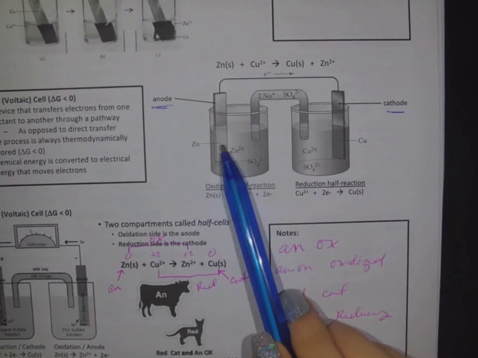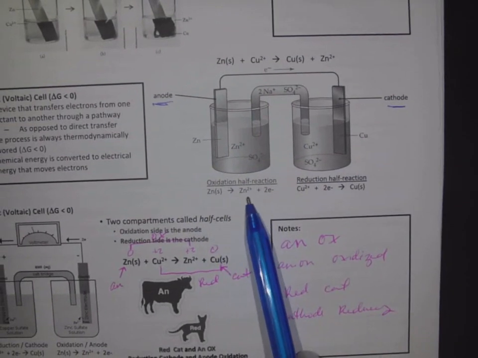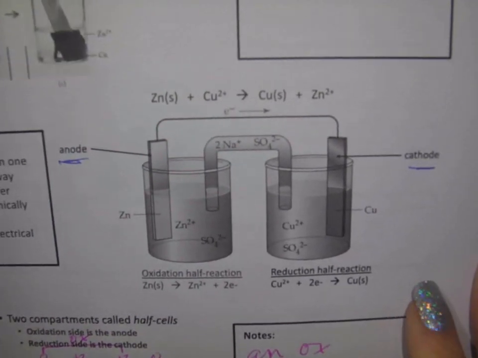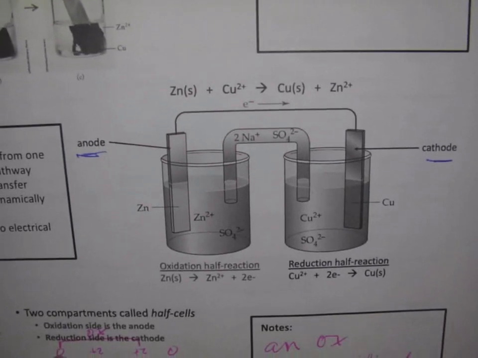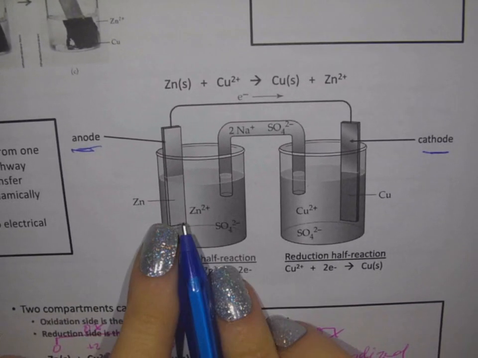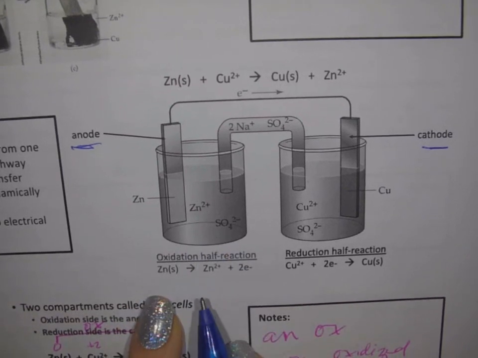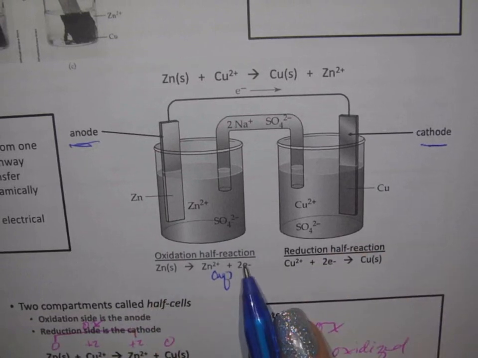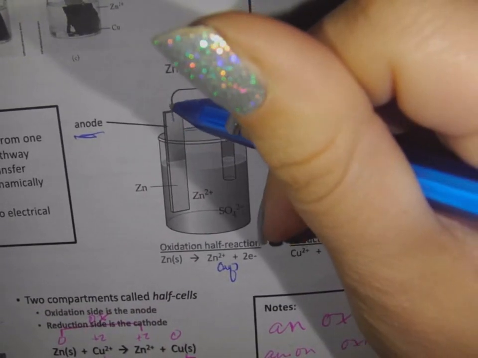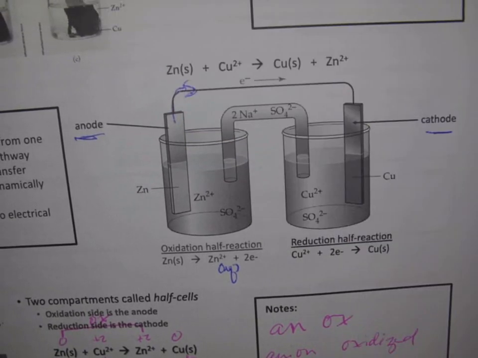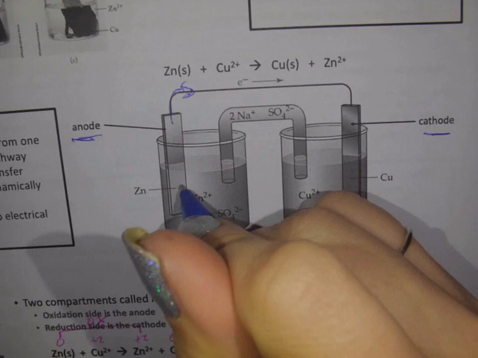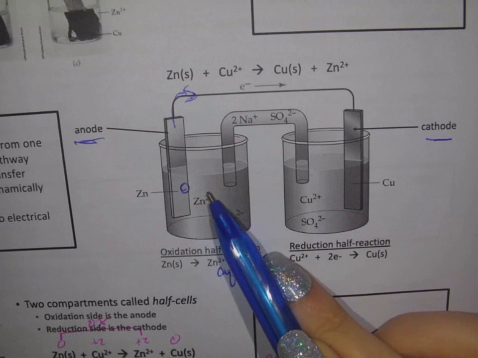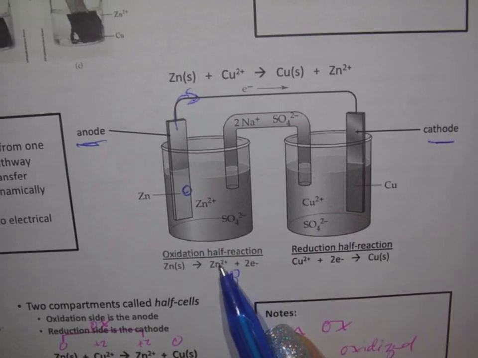Okay, so here's how it works. At the anode, this solid zinc is going to turn into zinc aqueous. And when it does that, it allows 2 of the electrons to now travel through the wire. So we have a little zinc atom that was solid, and then it loses 2 electrons that go through the wire, and it pops off into the solution and becomes zinc aqueous.